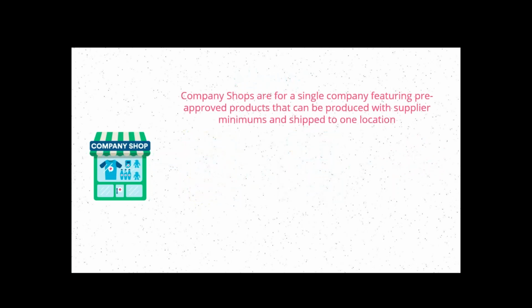So let's kick things off with the company shop. As I mentioned, these are great for single companies. These feature pre-approved products, whether those are approved by the HR department or the location manager. Because every order placed through the company shop is going to create a sales order in the system, you can ensure that these are going to meet supplier minimums and then are shipped out to the appropriate locations.